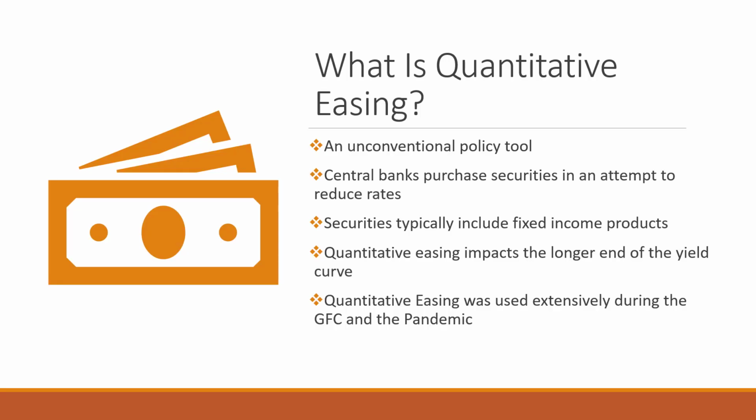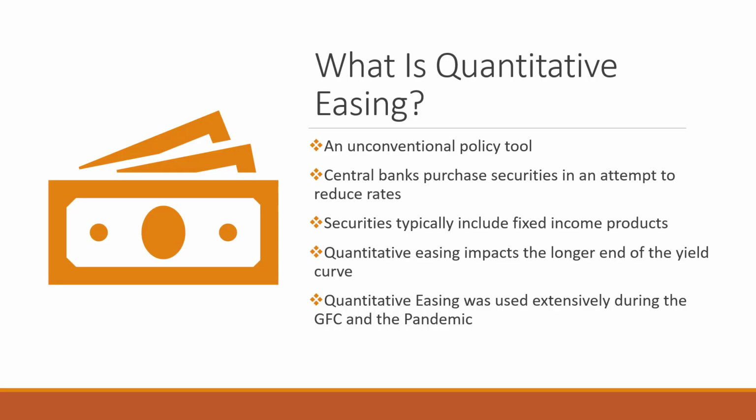So within QE, you can really go and buy any type of security that you want. In Japan, we've actually seen them buying ETFs, which track the Japanese stock market. So that's also a possibility, but typically it's going to be government bonds and mortgage-backed securities. So fixed income products. And as we've already gone through, that impacts the longer end of the yield curve. When you're doing QE, what you're trying to do to the longer end of the yield curve is bring the yields down. You're trying to lower the rates because it means that borrowing for a longer period of time is then cheaper.